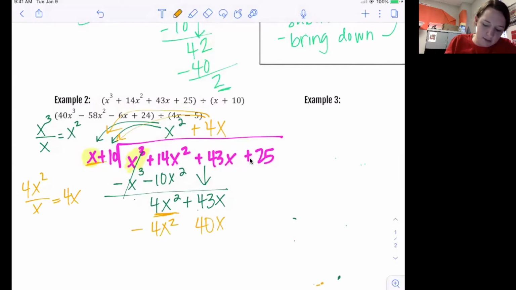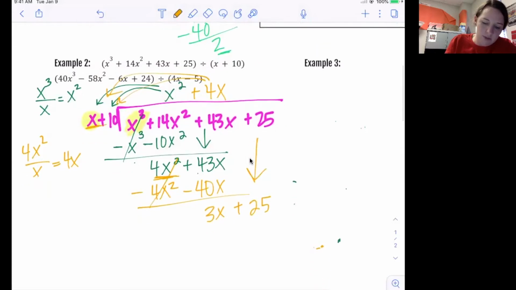Subtract is my next step, so I'm going to change the signs. That cancels out. I get 3x. Bring down the plus 25. Okay, once again, we're looking at first terms only. So I have 3x divided by x, which is just 3. So I have plus 3.